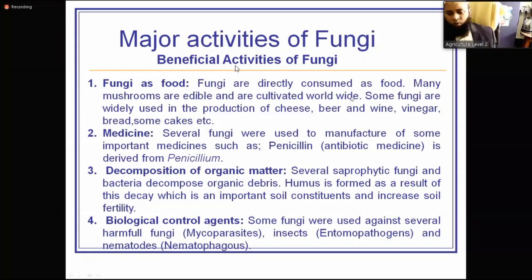Some fungi are widely used in the production of cheese, beer, wine, vinegar, bread, some cakes, etc. Different types of mushrooms are used widely in the production of cheese. For the making of cheese, we need some mushroom. For preparation of beer and wine, we need mushroom. For preparation of vinegar, we need, sorry, not mushroom, we need fungi, different types of fungi.